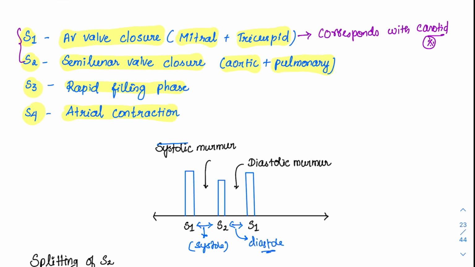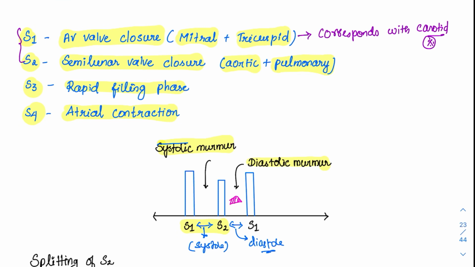And if a diagram is given where the murmur is indicated between S1 and S2, that is a systolic murmur. And if the diagram is showing first S2, then S1, and in between them, for example, they draw something like this, this is a diastolic murmur. So from the question itself, you can easily identify whether it is a systolic murmur or a diastolic murmur, because a systolic murmur will be between S1 and S2, and between S2 and S1 will be the diastolic murmur. So this is very important.